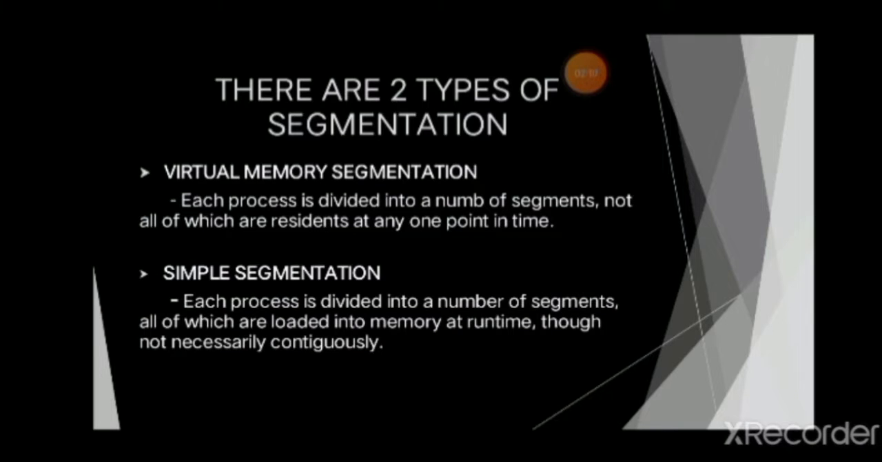There are two types of segmentation. Virtual memory segmentation: each process is divided into a number of segments, not all of which are resident at any one point in time. Simple segmentation: each process is divided into a number of segments, all of which are loaded into memory at runtime, though not necessarily contiguously.